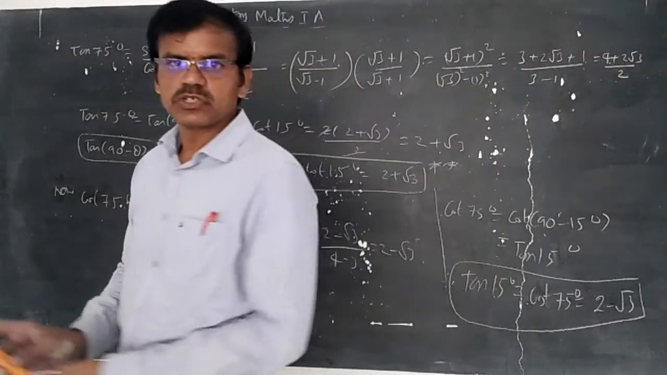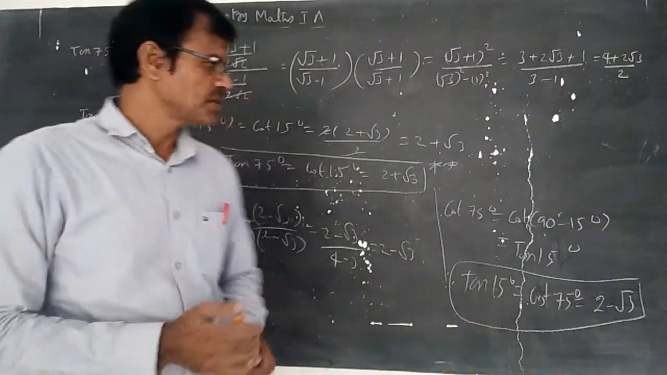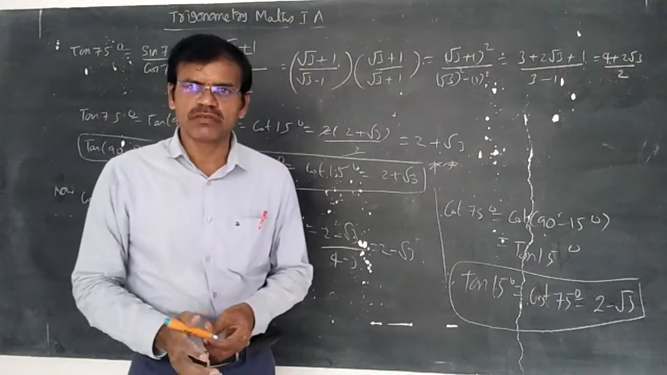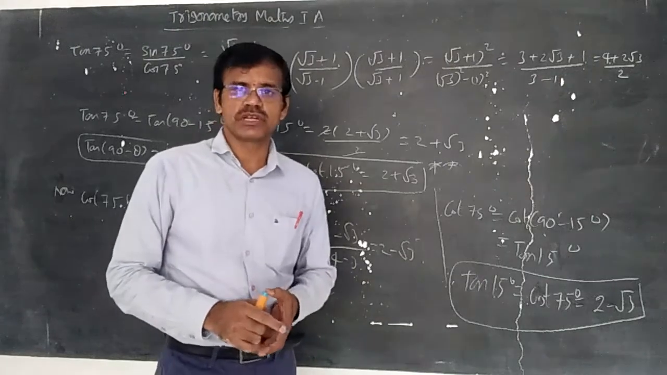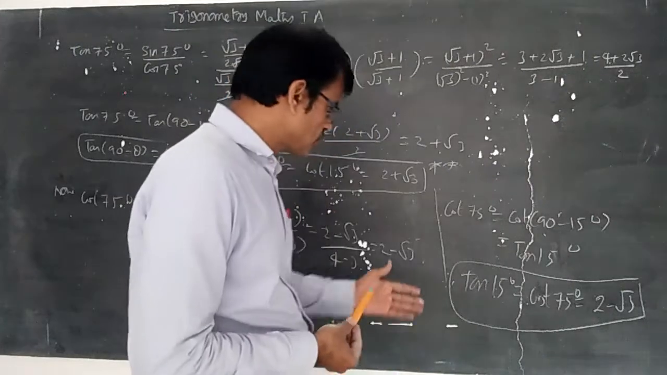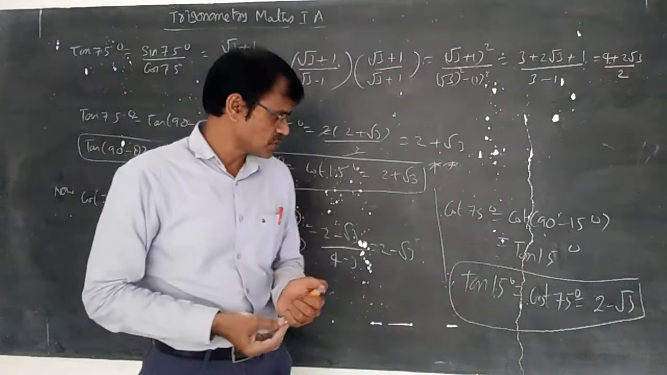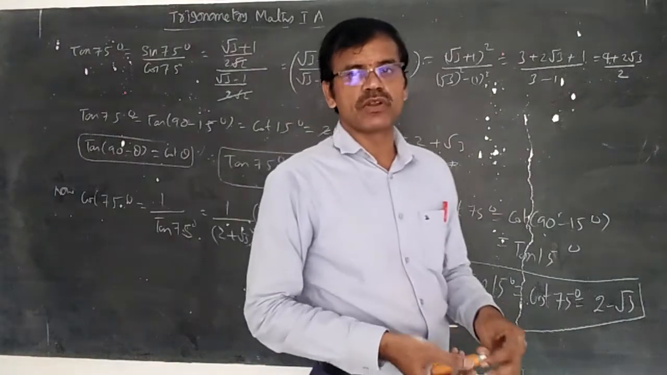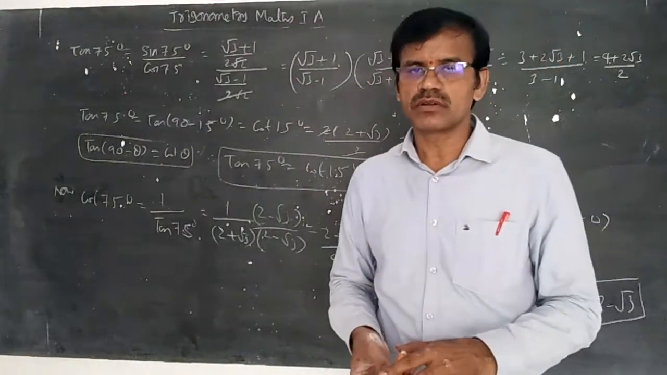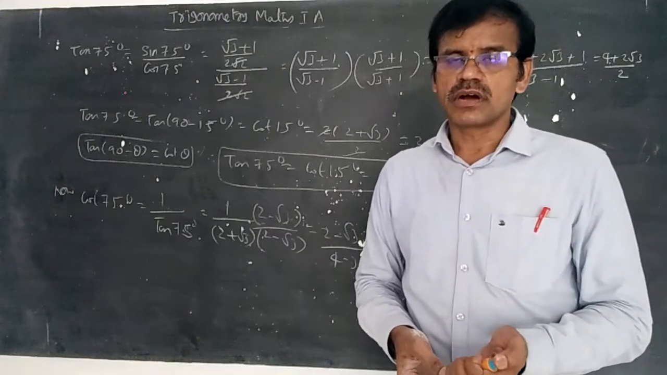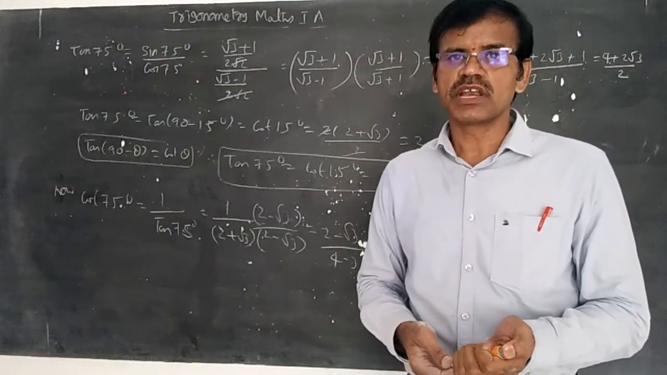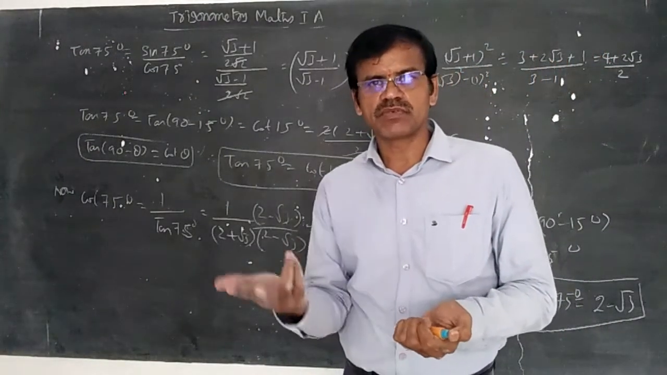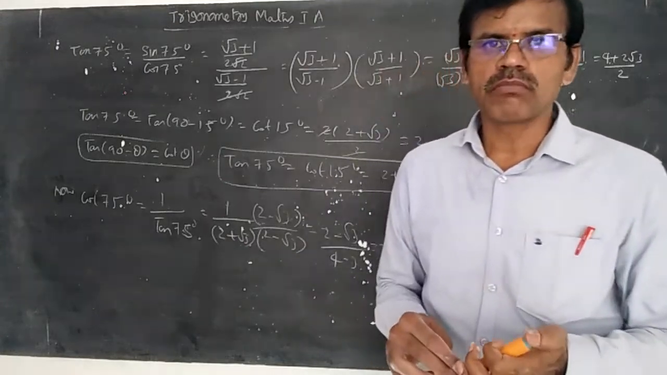The values which you have learnt are most important values. You should remember as a formula and you need to remember the values. So tan 75 equal to 2 plus root 3, cot 15 is equal to 2 plus root 3, tan 15 is equal to 2 minus root 3, cot 75 equal to 2 minus root 3, sin 15 is equal to root 3 minus 1 by 2 root 2, and cos 75 equal to root 3 minus 1 by 2 root 2, and sin 75 and cos 15 are equal, root 3 plus 1 by 2 root 2. You need to remember all these formulas.